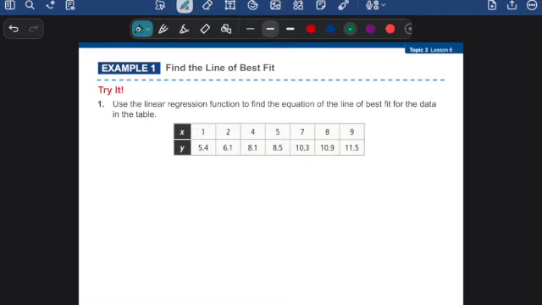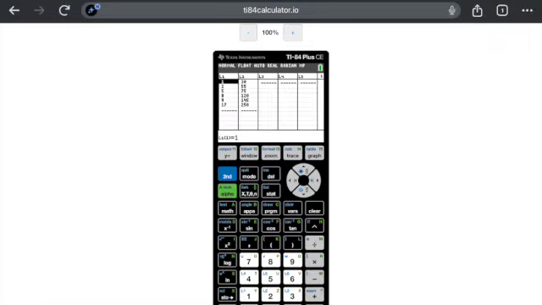Try it number 1, use linear regression on your calculator to find the equation of best fit for this data set. So we're going to go back to our graphing calculator and enter these values again. X is L1 and the Y values are L2. So back to our graphing calculator, if we want to clear these lists, we can arrow up to L1 and hit clear and then enter, and it will clear the whole list. So arrow over to L2 up to the top, hit clear and enter, it will clear the whole list.